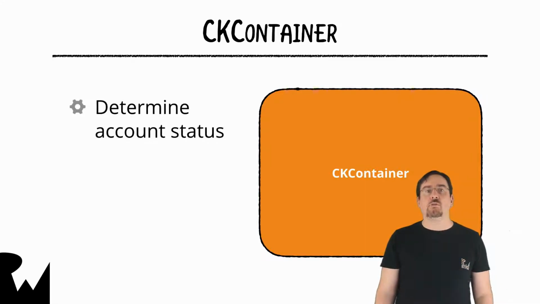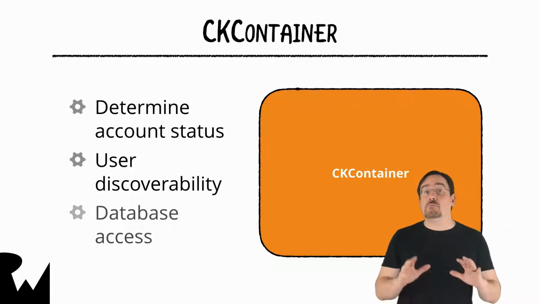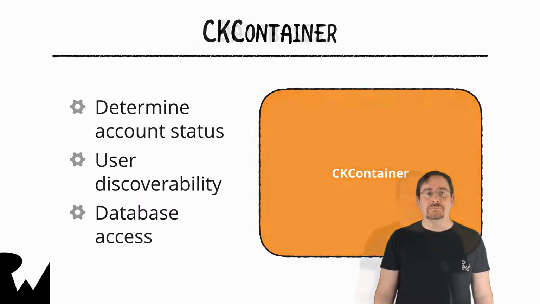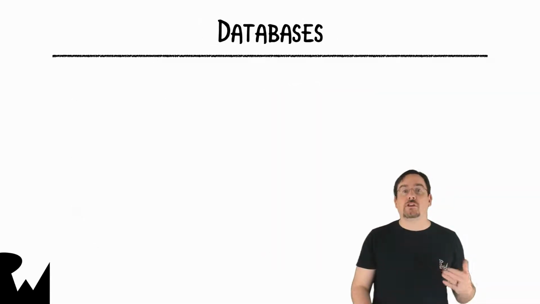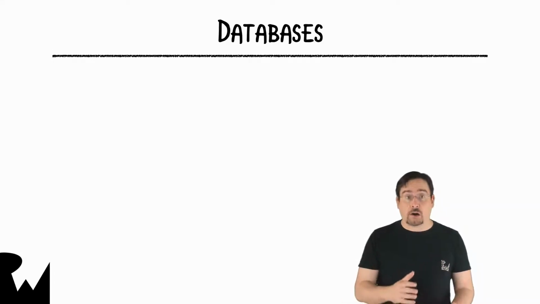First, they determine whether the user has a valid iCloud account. Next, they allow your user to discover other users of that container. And finally, and most importantly, they provide access to your databases. CloudKit comes with three different databases. It used to come with two, a private and a public database, but with iOS 10, we now have a shared database.